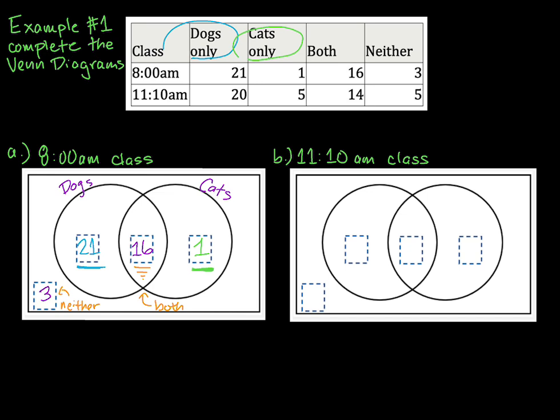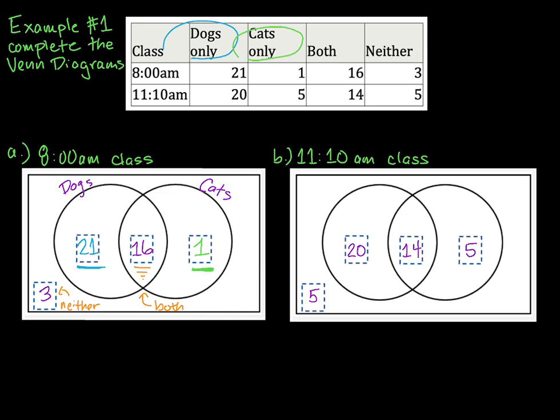So go ahead and pause the video and try filling out part B, for the 11:10 a.m. class. All right, so hopefully you've paused the video and you filled this one out yourself. So the dogs only is 20. Both is 14, cats only is 5, and neither is 5.